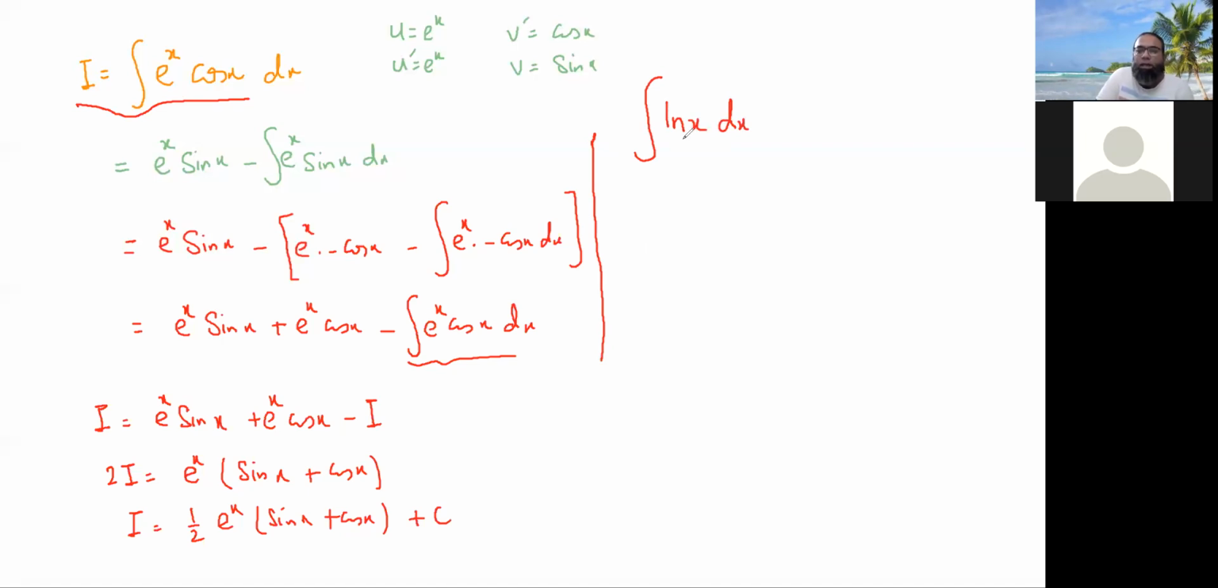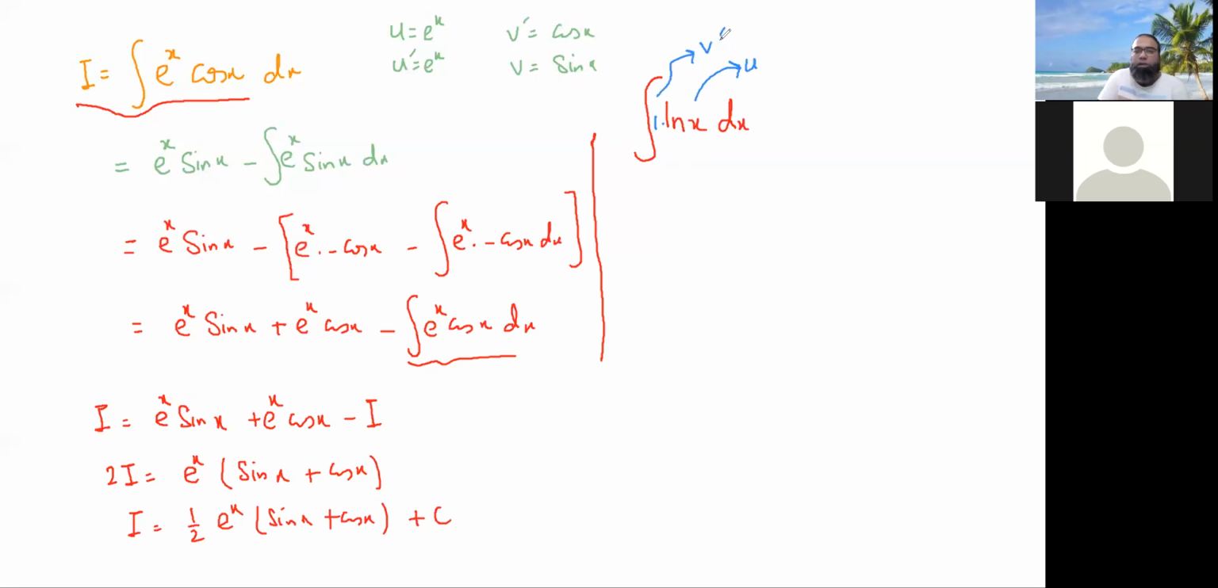We can integrate e raised to power x. We can differentiate ln x, but there is no direct way of integrating this ln x. So for such cases, what will you do? You will just write a 1 with this. So you will just write here, this is 1 times ln x. Now, since we don't know how to integrate this ln x, this will be our u. This ln x will be u. And this 1 will be our v dash.